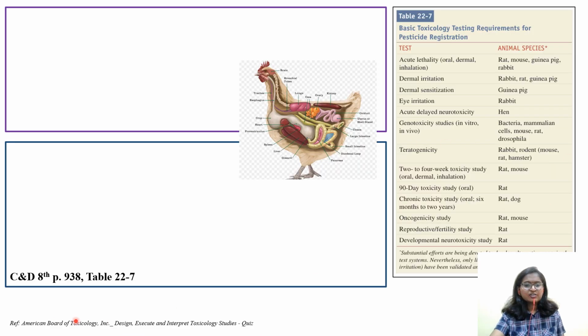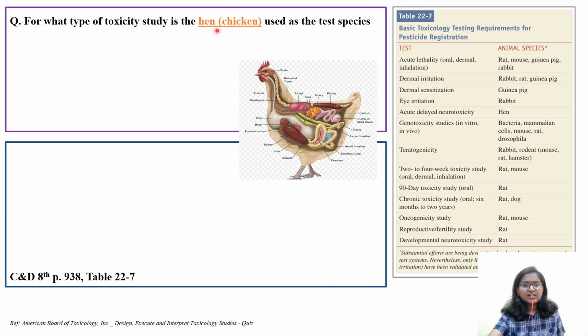This question is taken from American Board of Toxicology, Design, Execute and Interpret Toxicology Studies. Around 50 question quiz paper was uploaded on the ABT site. From this, I have taken only one of the questions. So what is the question? The question is, for what type of toxicity study is the hen or chicken used as the test species in the registration package for organophosphate insecticides?